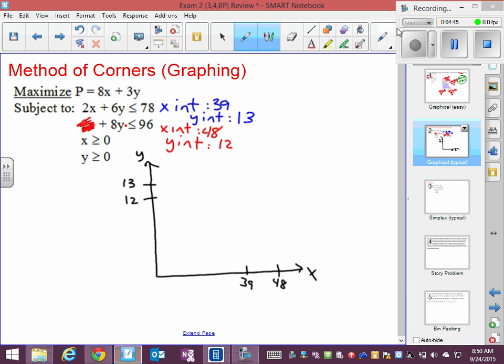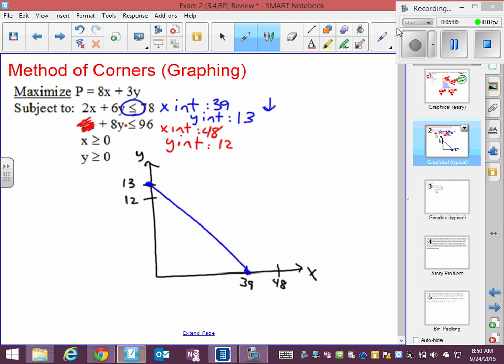So look back at your blue inequality. The first inequality goes from the x-intercept of 39 to the y-intercept of 13. You've got those 2 points, so let's draw a line between them. The fact that this is an inequality, the less than symbol, tells me I'm going to end up shading down from there. So I know I'm going to shade down. We'll save that and do that here in a minute.